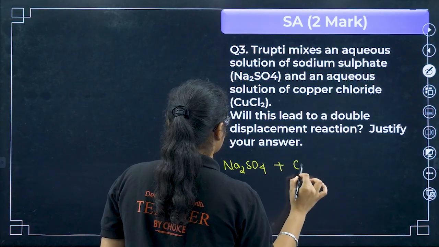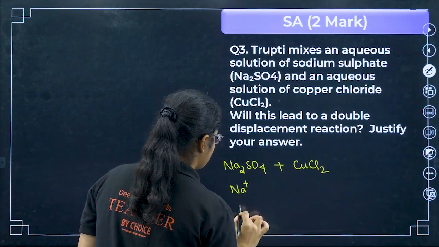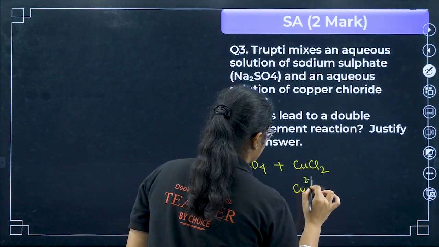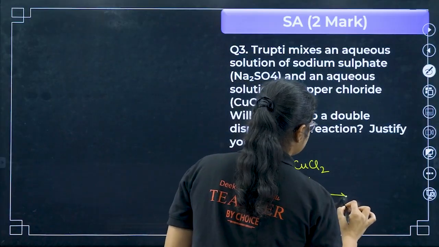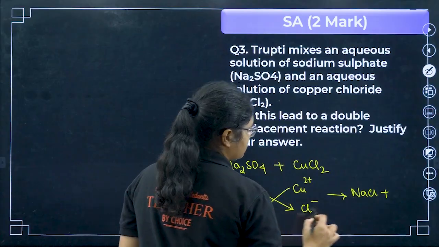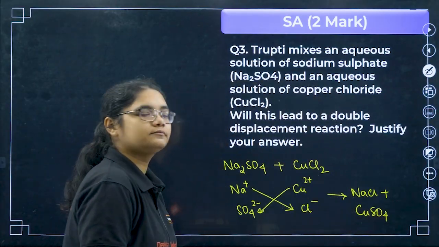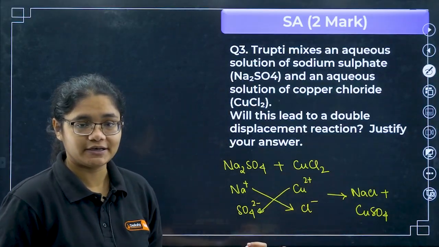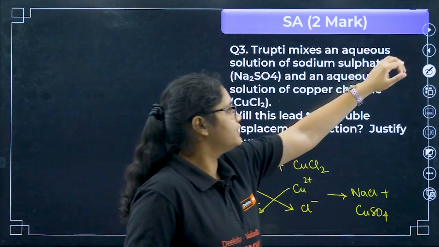with copper chloride? Okay, so here I have Na+ and SO4 2-, here I have Cu 2+ and Cl-. So these two will react to give you NaCl, and this one will react with this one to give you copper sulfate. Okay. So now if this is the reaction happening, this is a double displacement reaction. So will this lead to a double displacement reaction? Yes. How will we justify?